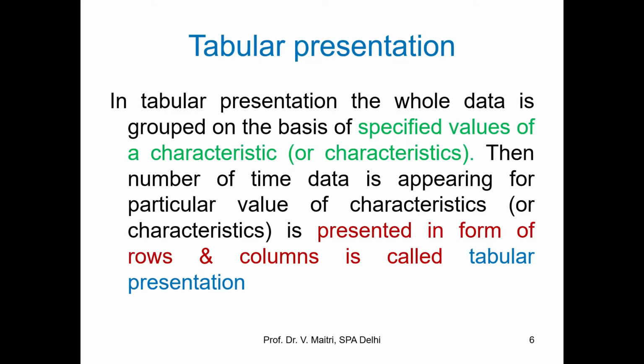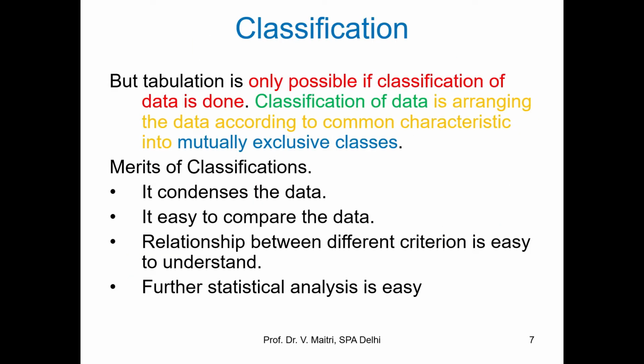Now first of all we talk of tabular presentation. In tabular presentation, the whole data we group on the basis of some specified value of a characteristic, that is, the one on which we are measuring the data, and the number of times data is appearing for that particular value of the characteristic is presented in the form of rows and columns, and it is called tabular presentation. But how to do this classification? First of all, whenever we have to present the data in tabular format, we have to classify the data.